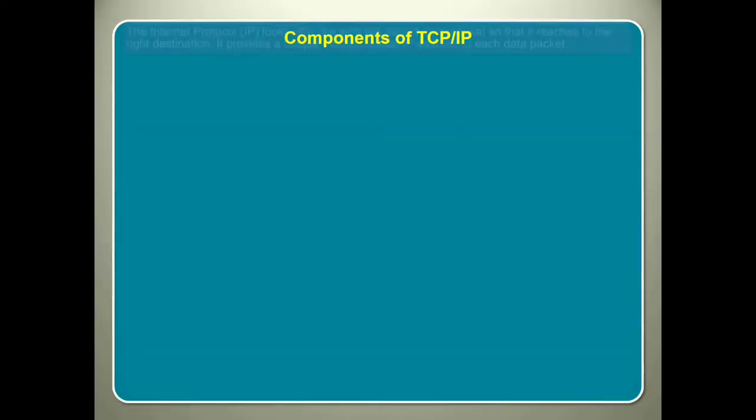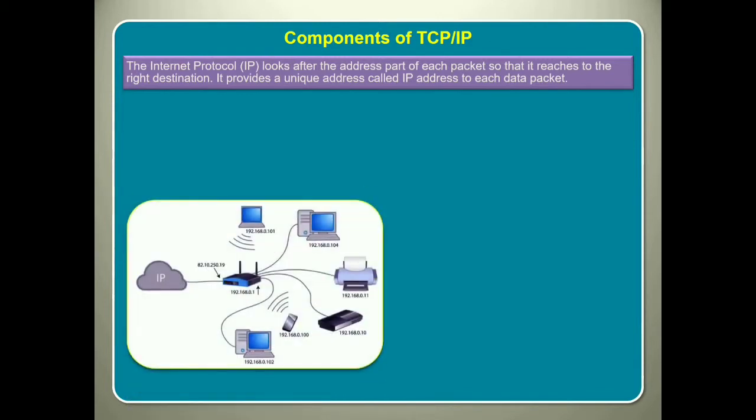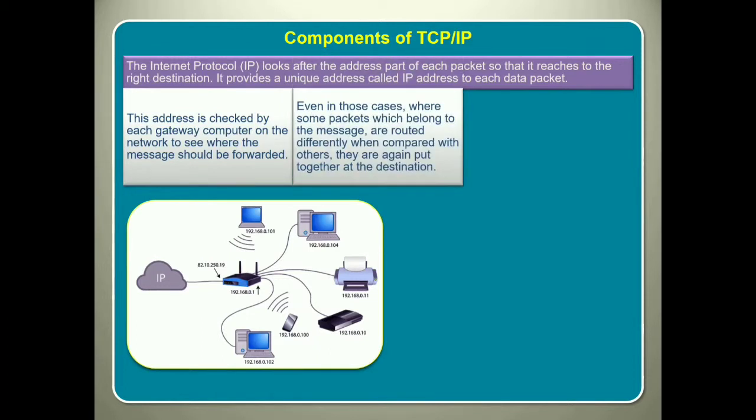The other protocol, the Internet Protocol, or IP, looks after the address part of each packet so that it reaches the right destination. It provides a unique address called IP address to each data packet. This address is checked by each gateway computer on the network to see where the message should be forwarded. Even in those cases where some packets which belong to the message are routed differently compared with others, they are again put together at the destination.